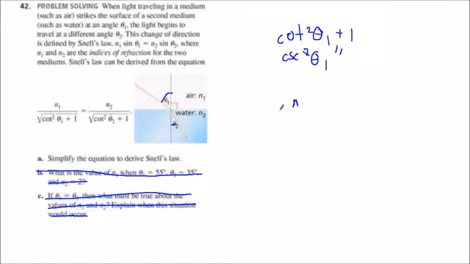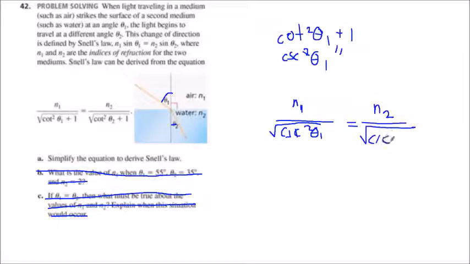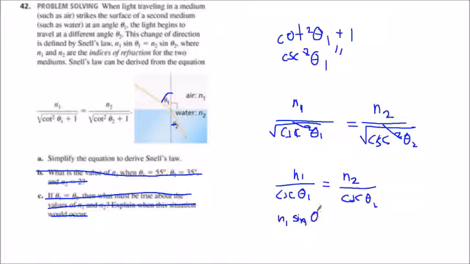So it's basically n1 over the square root of cosecant squared of theta 1, and this is also equal to n2 over the square root of cosecant squared of theta 2. You can take the square root and the square and remove them. Now you'll have n1 over cosecant theta 1 equal to n2 over cosecant theta 2. This could be the answer, but if you want to be even nicer, you can make the cosecant into sine, since it's 1 over sine. This makes it n1 sine theta 1 equal to n2 sine theta 2. And that is Snell's law right there.